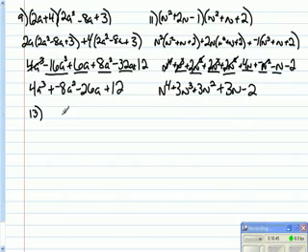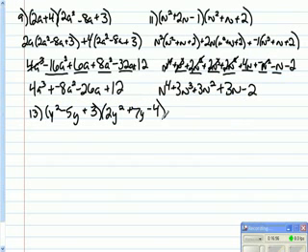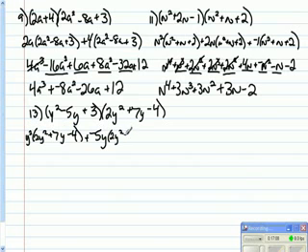Alright. Last problem, number 13. Same idea as this last one. It's another trinomial times a trinomial. 2y squared plus 7y minus 4. Again, split it up, so y squared times 2y squared plus 7y minus 4. Negative 5y times 2y squared plus 7y minus 4. 3 times 2y squared plus 7y minus 4.